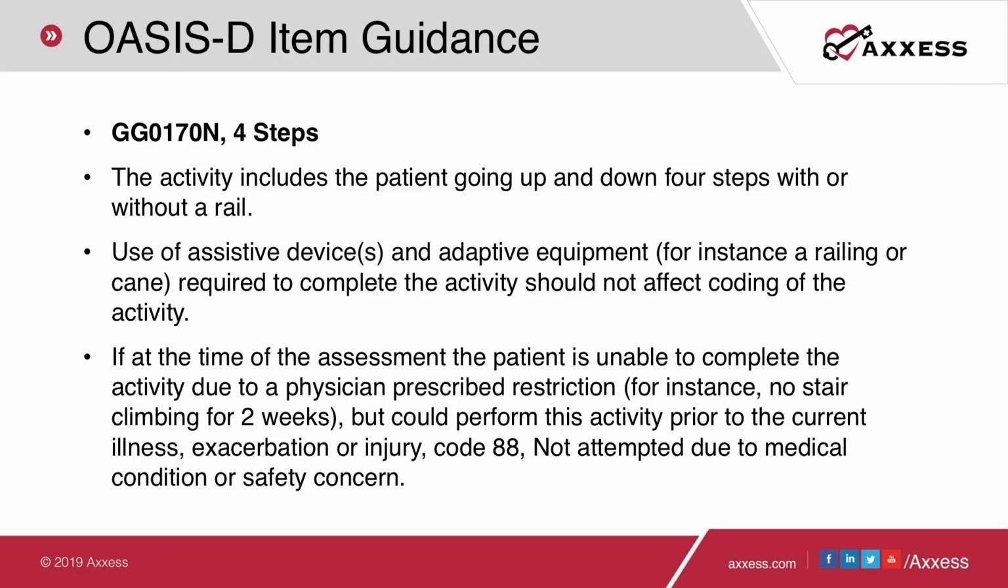All right, next we have GG0170N. This is 4 steps. This activity includes the patient going up and down 4 steps with or without a rail. The use of assistive devices and adaptive equipment required to complete the activity should not affect the scoring or coding, and if at the time of the assessment the patient is unable to complete the activity due to a physician-prescribed restriction, for example, no stair climbing for 2 weeks, but they could perform this activity prior to current illness, exacerbation, or injury, you would code an 88, not attempted due to medical condition or safety concern.